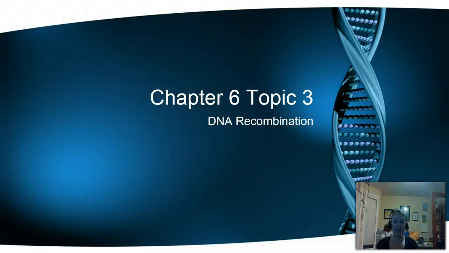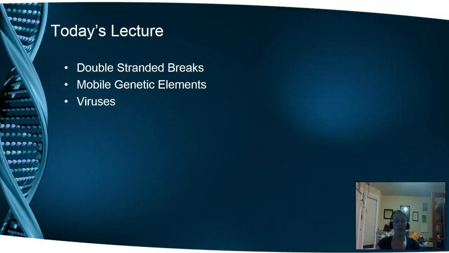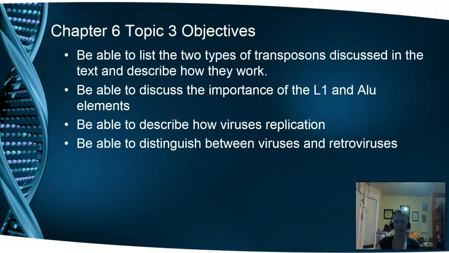Welcome to our last topic in Chapter 6, which is DNA recombination. In this topic, we're going to talk about the different ways that DNA can be recombined to create some genetic variation. So this topic will talk about double-stranded breaks, which is a little bit of a carryover from our last topic where we were talking about DNA repair. Then we're also going to talk about mobile genetic elements and viruses.